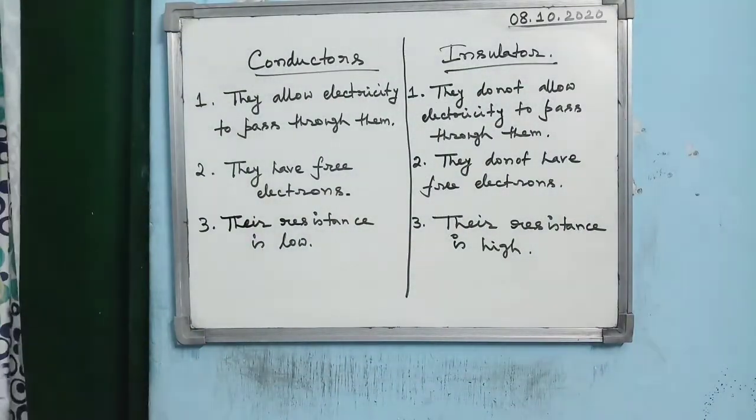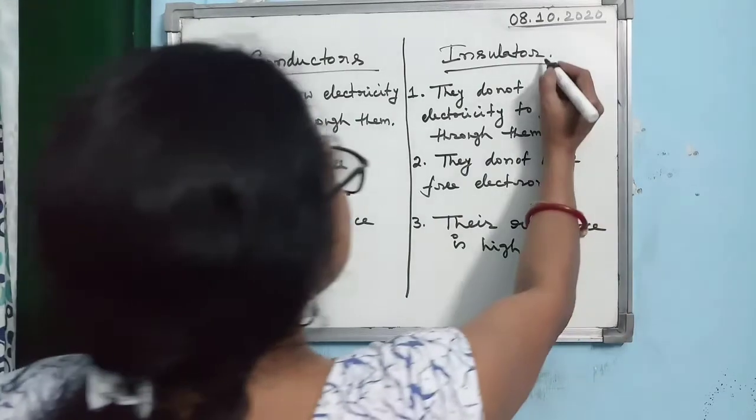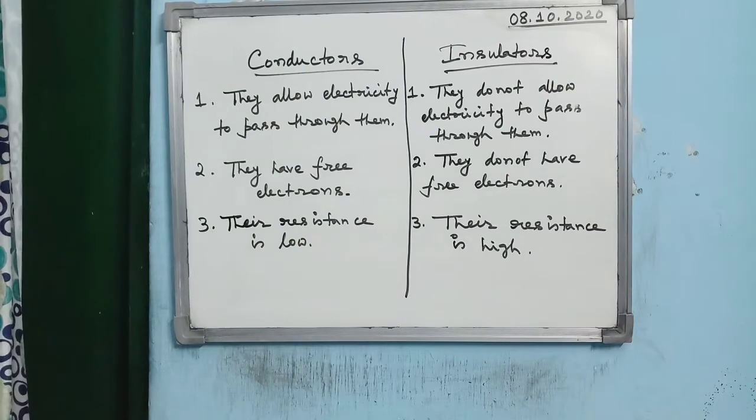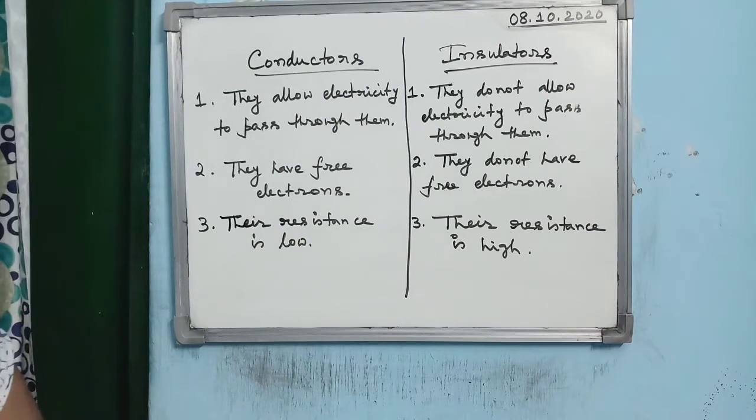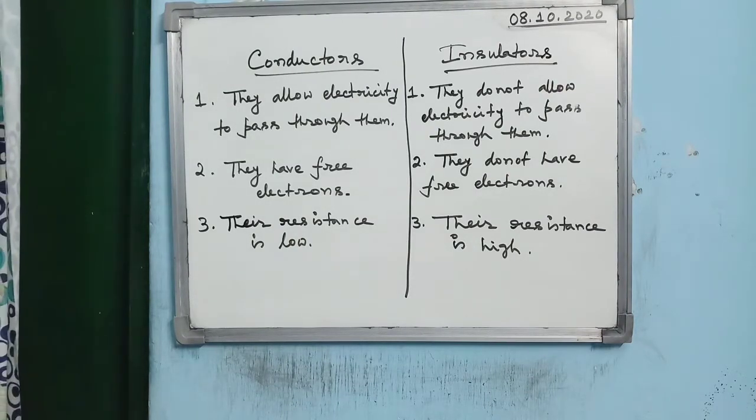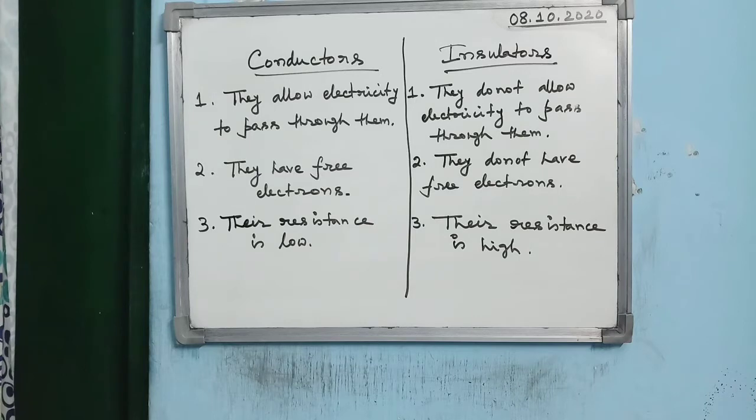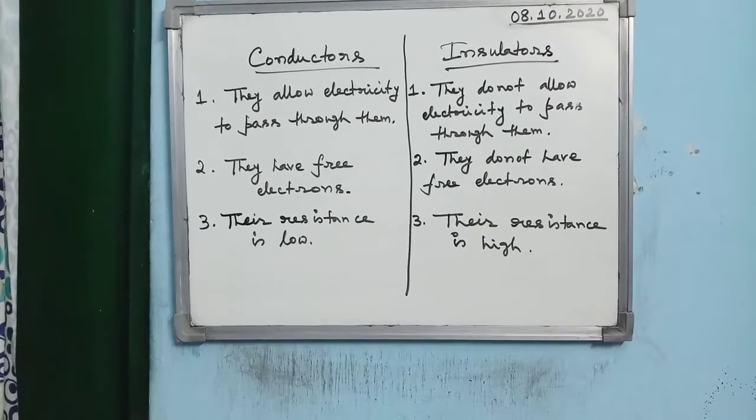So what are the differences between conductors and insulators? Conductors allow electricity to pass through them. Insulators do not allow electricity to pass through them. Conductors have free electrons. Insulators do not have free electrons. Conductors' resistance is low and insulators' resistance is high. So these are the differences between conductors and insulators.